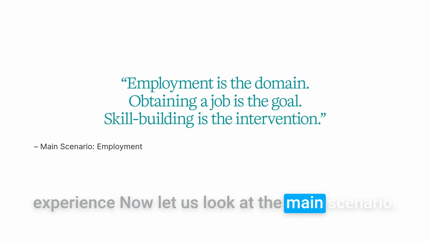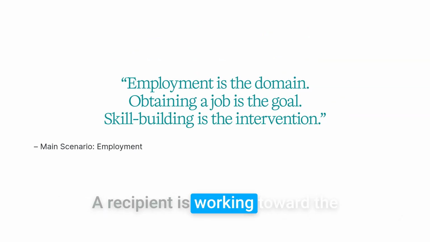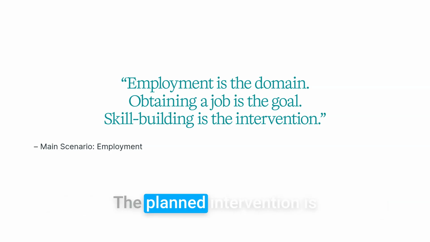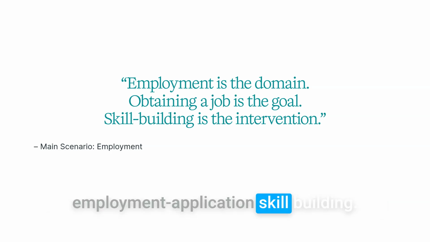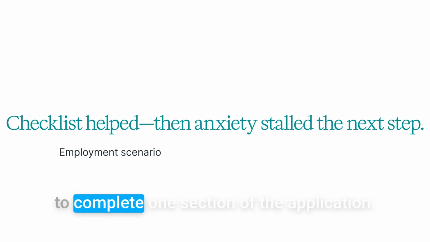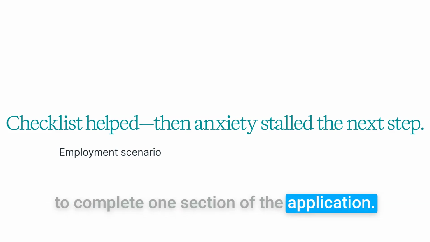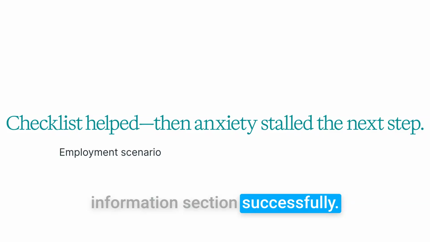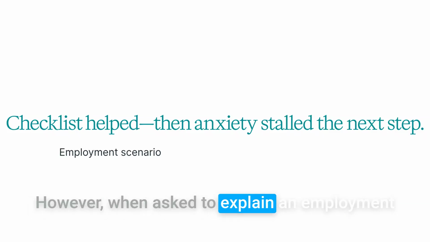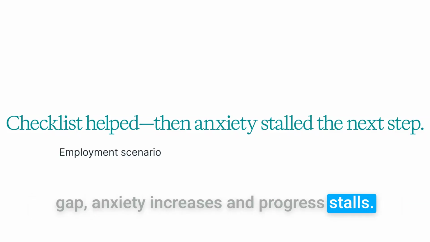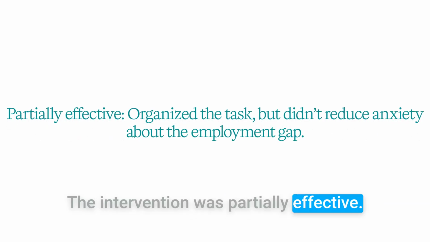Now let us look at the main scenario. A recipient is working toward the employment domain goal of obtaining a job. The planned intervention is employment application skill building. Staff creates a checklist and models how to complete one section of the application. The recipient completes the contact information section successfully. However, when asked to explain an employment gap, anxiety increases and progress stalls. The intervention was partially effective.